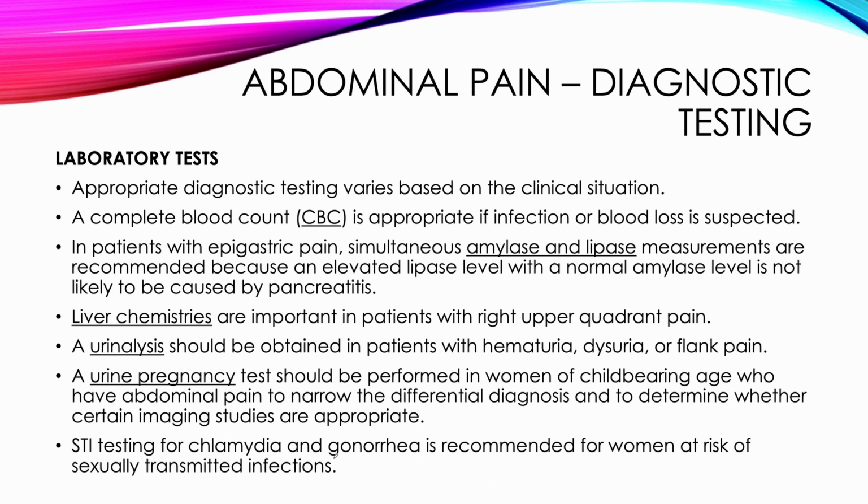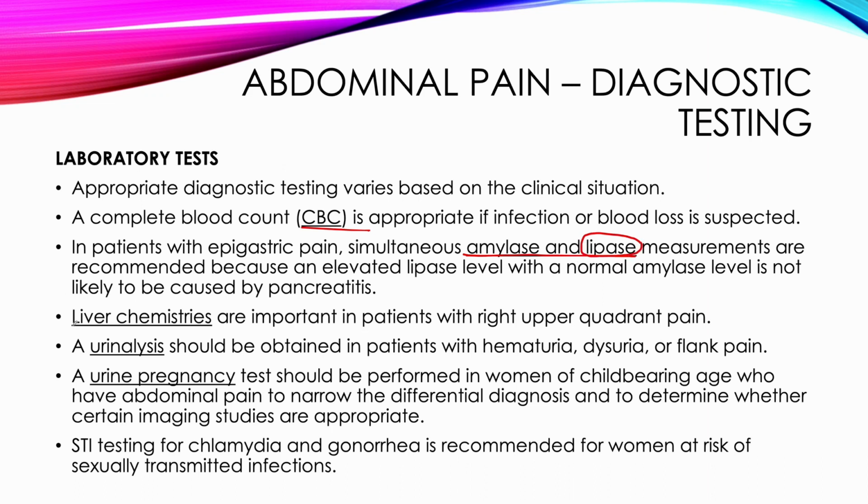Laboratory tests. We've talked about lab tests for abdominal pain pretty much throughout this entire module. We tend to do our old faithfuls. We get a CBC. We usually tend to get an amylase and lipase. If we're going to have to pick one, lipase is the better one to get, looking for pancreatitis.